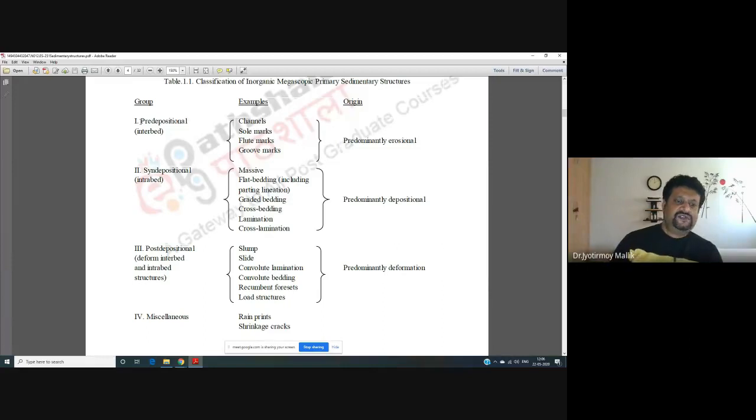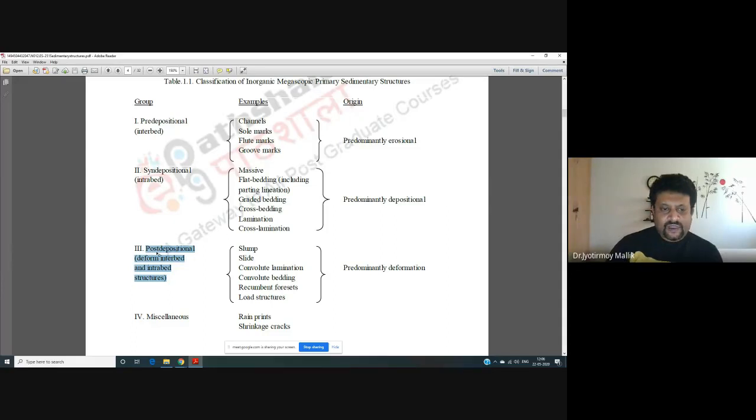Then there are syn-depositional structures. Syn-depositional structures are the structures which form during sedimentation. So the pre-depositional structures are before sedimentation, syn-depositional structures are during sedimentation. And then post-depositional structures. These are the structures that form after deposition.